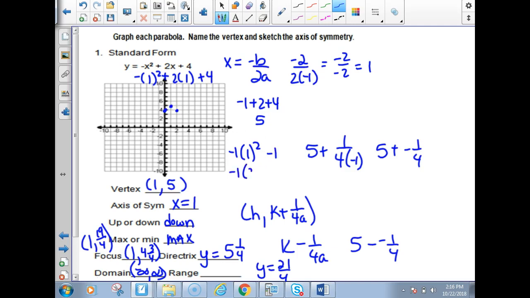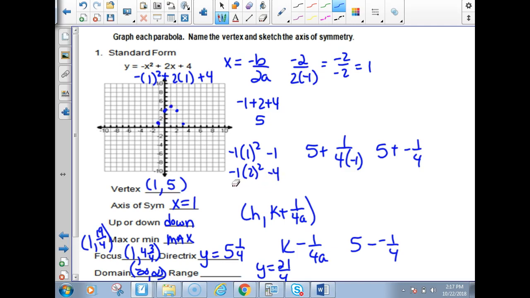Then I'll do -1 times 2 squared. 2 squared is 4, so that's going to be -4. From the vertex, go down 1, 2, 3, 4, right 2, and down 1, 2, 3, 4, left 2. That's 5 points, which is fine.